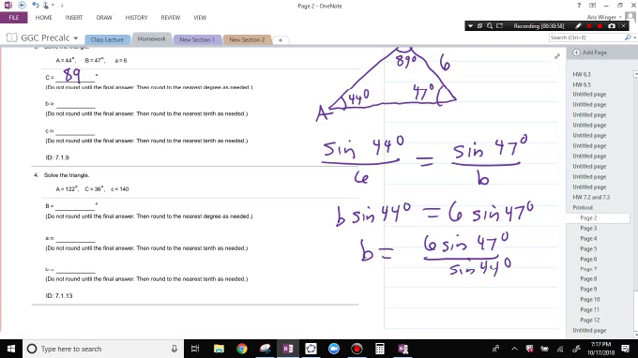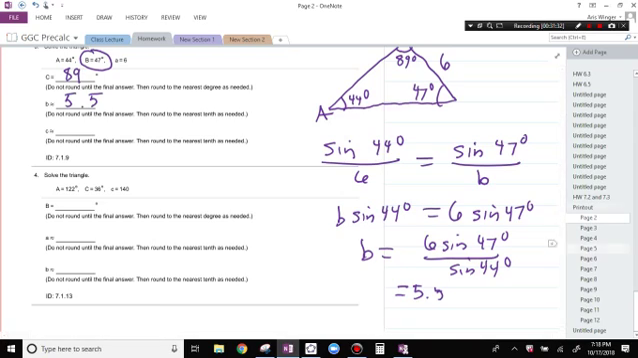I'll do C, and then I'm going to leave the other ones to you. That's how you get little b. And I use 47 degrees because it's capital B. So after that, you get 5.5. Then 5.5, and that's what goes here.